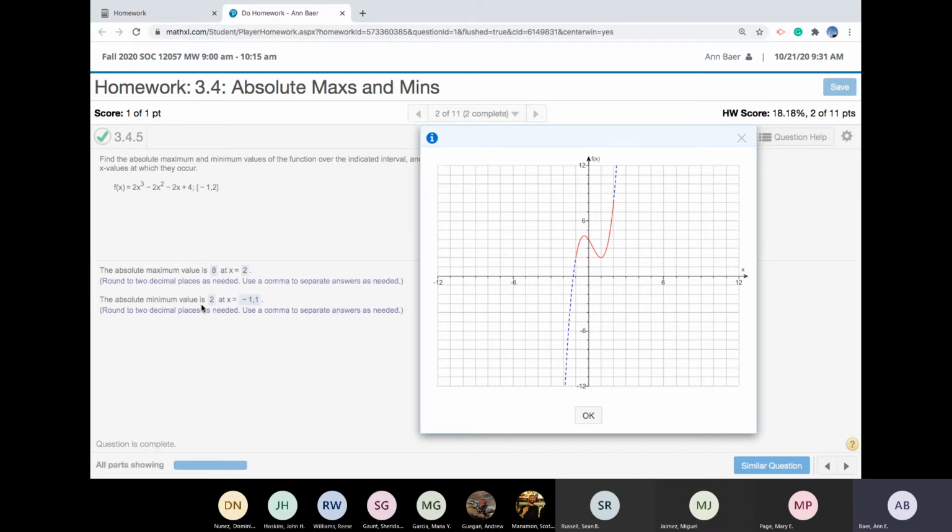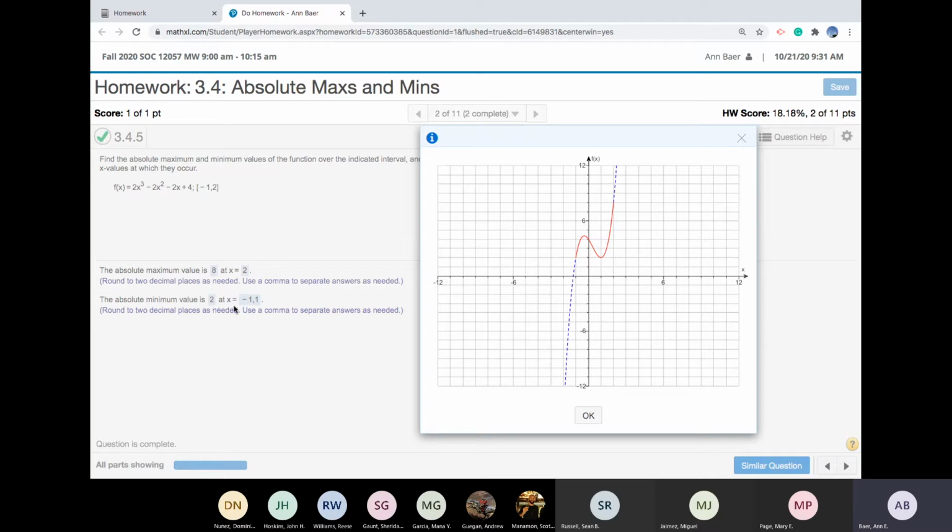The absolute minimum value, the lowest point on the entire graph, is right here, but you can see you can go horizontally straight over and get another point as well. Both of those points have the same y coordinate. It is at 2. So the absolute minimum value is 2.